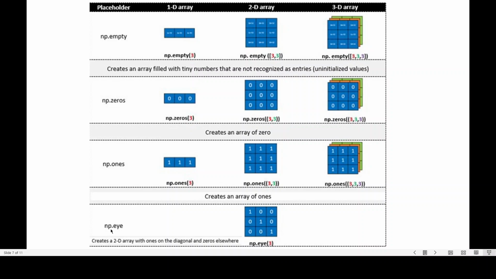Then the last function will be np.eye(). This placeholder function basically creates a 2D array with ones on the diagonal and zeros elsewhere. That is, ones on the diagonal and zeros elsewhere. This is the np.eye() function.